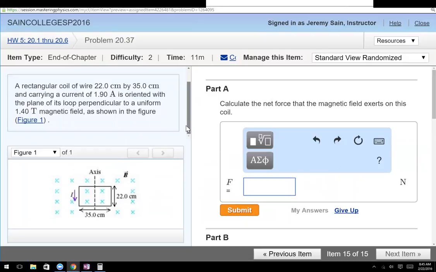And that is oriented with this. Okay, just one quick thing. What this book uses for in and out is supposed to be like you imagine an arrow. The X is like the feathers on the back end of an arrow. So if you see X's like that, that says the field is going into the board. And if you see circles, that's like the tip of the arrow flying at you, so that means the magnetic field is coming out of the board. Okay, calculate the net magnetic force that this field exerts on the coil. Okay.